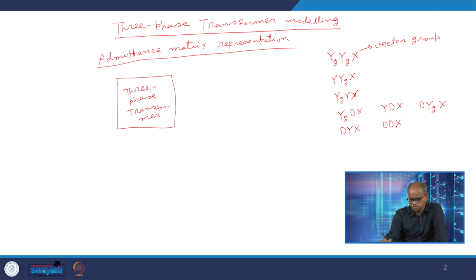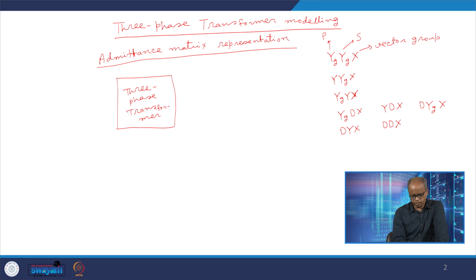Here, of course, this is the connection for the primary side and this is the connection for the secondary side. The first one is the connection for the primary side. Y stands for the star connection, Yg stands for the neutral grounded star connection, and D stands for the delta connection. These are the standard notations we are going to follow. And X is basically a vector group, and we shall talk about this vector group in a little while.